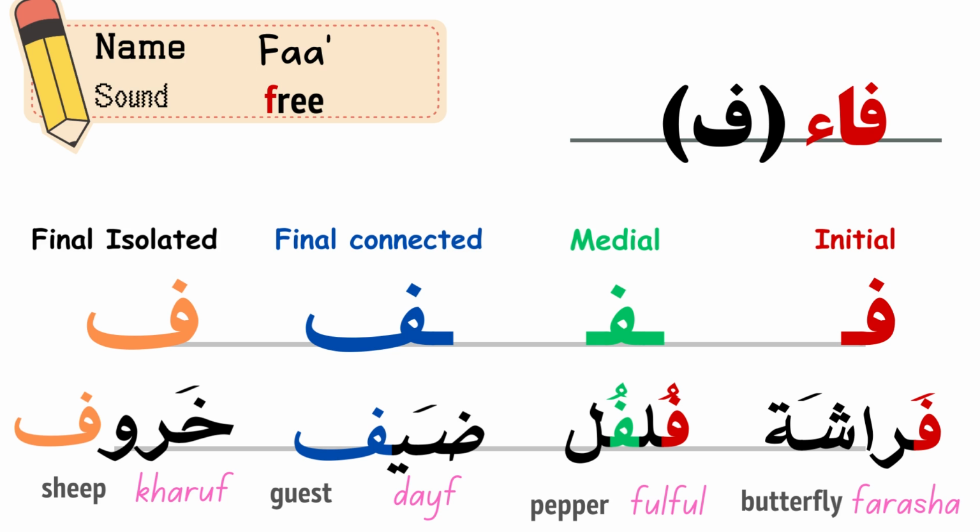Word ضيف, ضيف shows the final form connected of the فاء. And word خروف, خروف shows the final form isolated of the letter فاء.